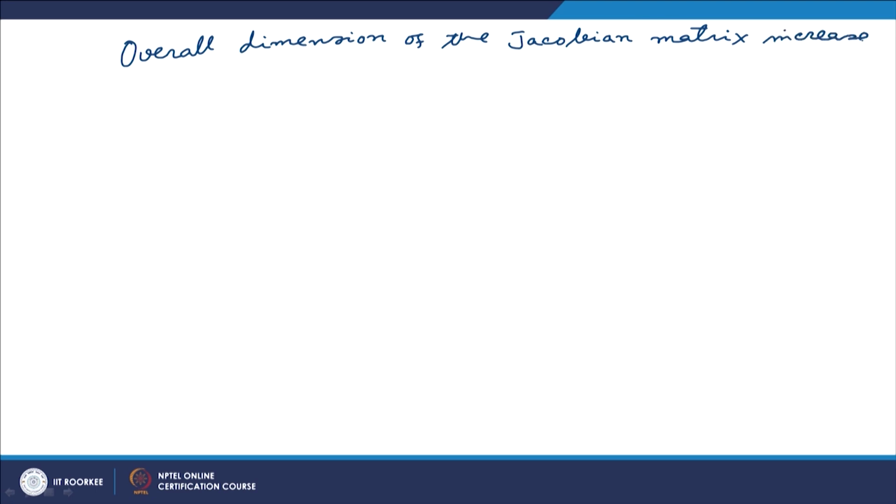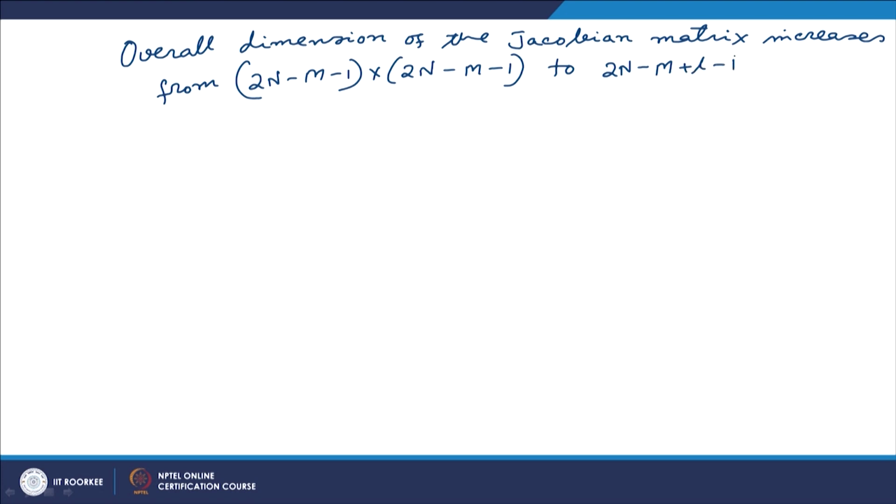So, therefore, the overall dimension of the Jacobian matrix increases from 2n minus m minus 1 cross 2n minus m minus 1 to 2n minus m plus L minus 1 cross 2n minus m plus L minus 1. So, that is the overall Jacobian matrix.